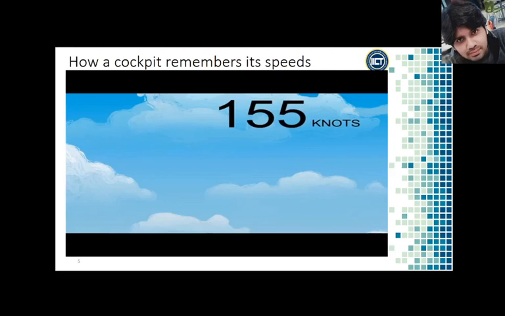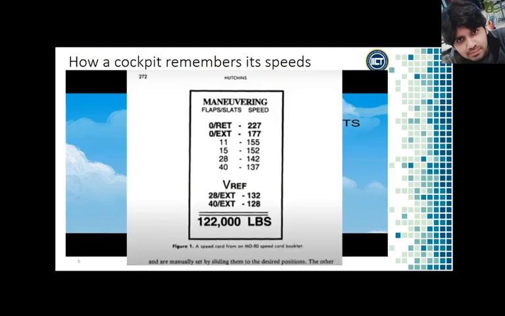So, how do they do this? First, the pilots have pages that contain the speeds for their descent based on different parameters. The cockpit itself has an entire booklet of pages like this.